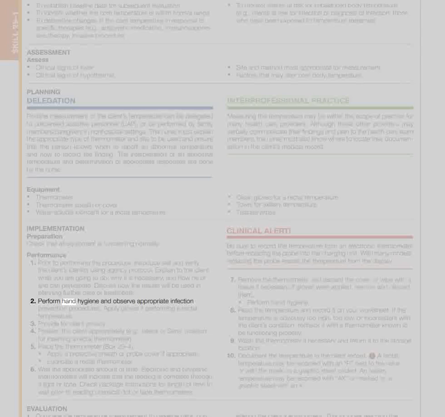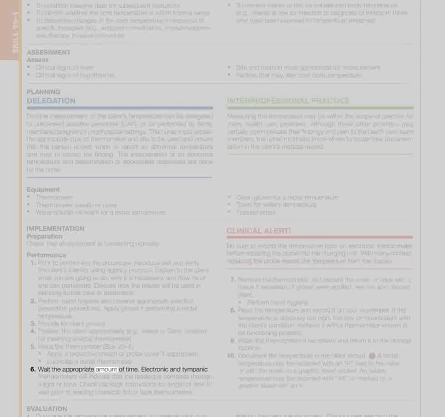2. Perform hand hygiene and observe appropriate infection prevention procedures. Apply gloves if performing a rectal temperature. 3. Provide for client privacy. 4. Position the client appropriately, for example, lateral or Sims position for inserting a rectal thermometer. 5. Place the thermometer, Box 29-4. Apply a protective sheath or probe cover if appropriate. Lubricate a rectal thermometer.